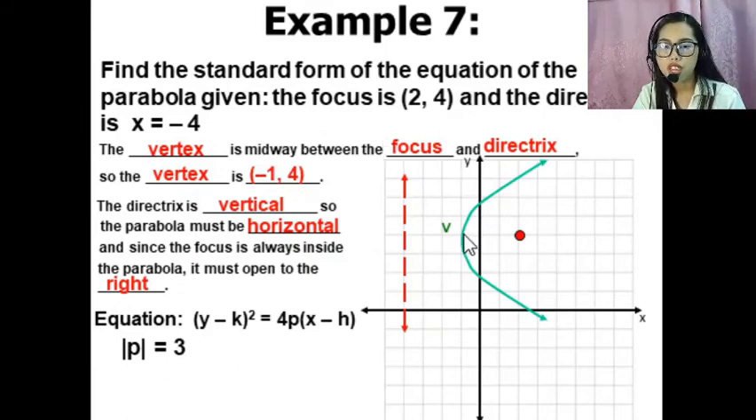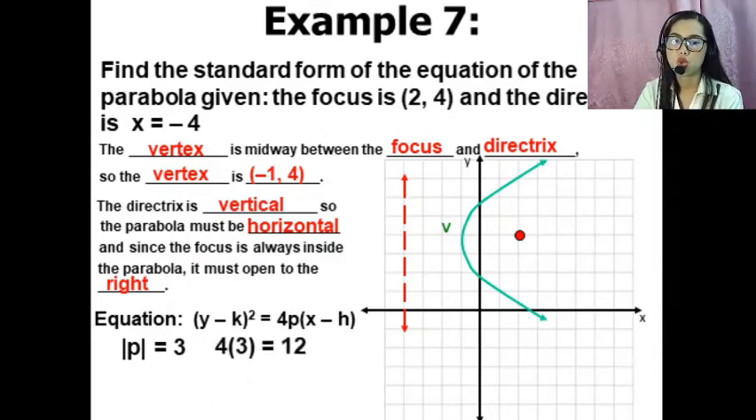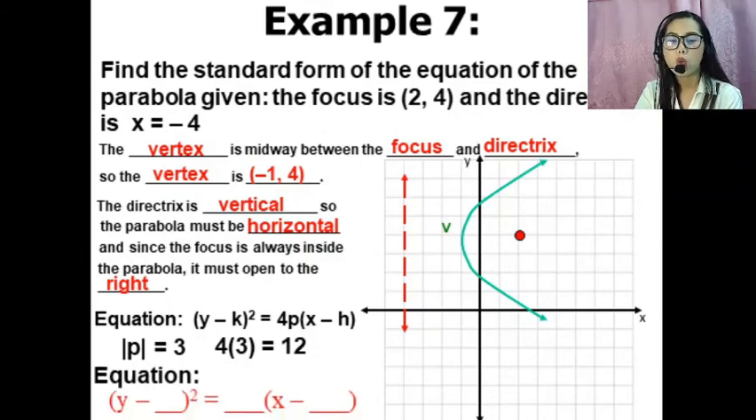So why 3? If you use the counting method as with the previous examples, we have 1, 2, 3. Or you can use the distance formula to find the p, because p is the distance between the vertex and the focus, or between the vertex and the directrix. Since it opens to the right, our p is positive. So 4 times 3 equals 12. So you now have the value for 4p. Since you have the values for h and k, you substitute all of it and you will have the equation y, so it's 4 and negative 1. So negative times negative becomes positive, and 12 here.